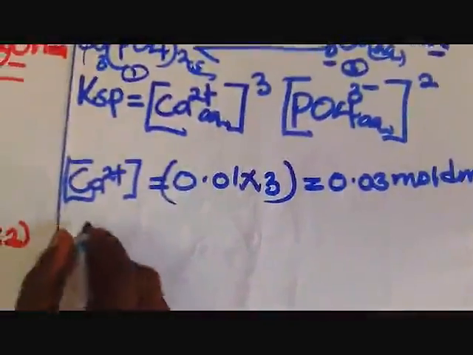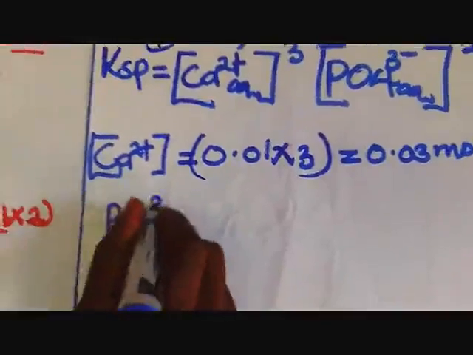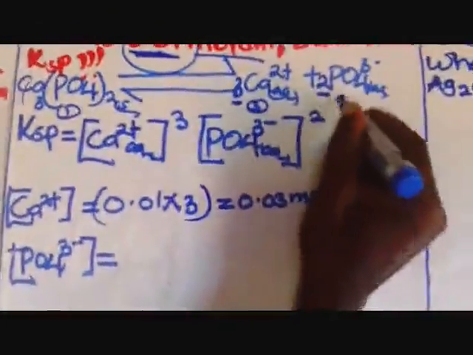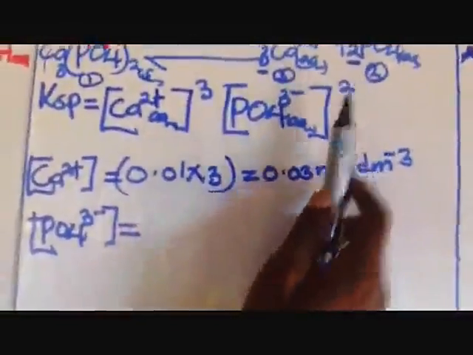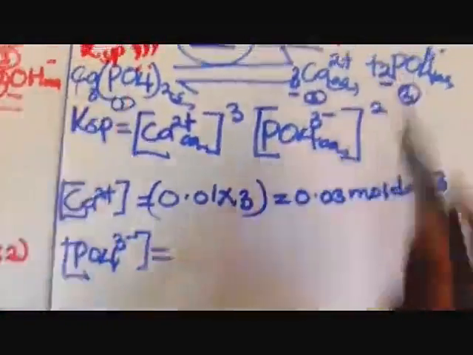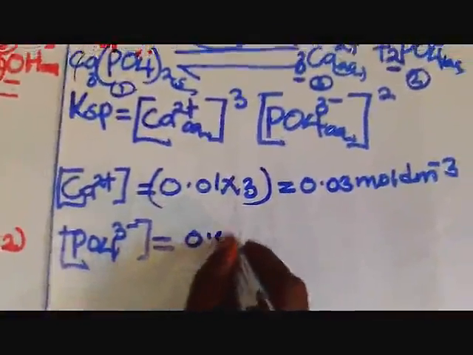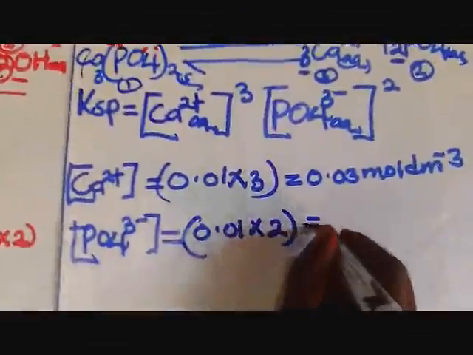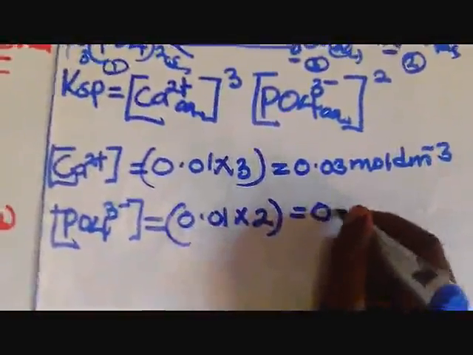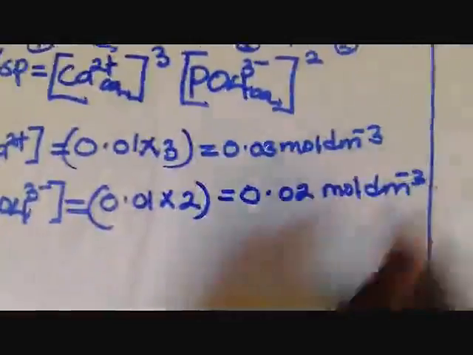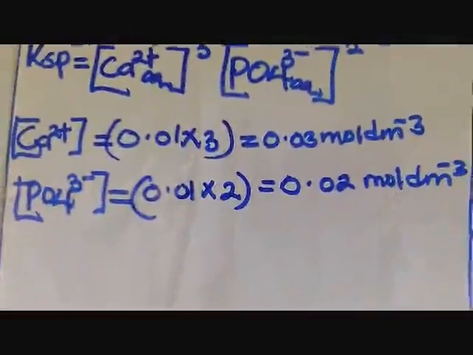Then when you come to the phosphate ion concentration, before we substitute into our expression, we see that 1 mole of this one produces 2 moles of phosphate ions. Mole ratio here is crucial. We multiplied by 3 because 1 was producing 3. Then here we have 1 producing 2. Therefore, we are going to say 0.01 times the 2 there. And therefore, here we obtain our 0.02, but still moles per decimeter cubed.